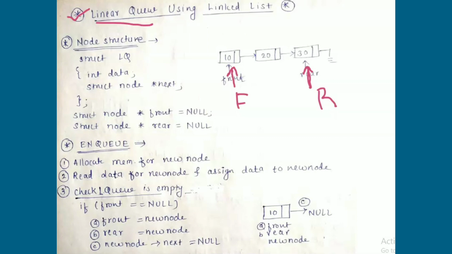To implement this linear queue using linked list, a single linked list is sufficient. So here we are going to use a single linked list to implement a linear queue. The node structure for your linear queue is nothing but a data field as well as a next pointer. Depending on the application, you can define your own structure for your node. After that, as we already discussed, we are performing insertion at the rear end and deletion from the front end. These two pointers we are going to initialize in case of your linear queue.